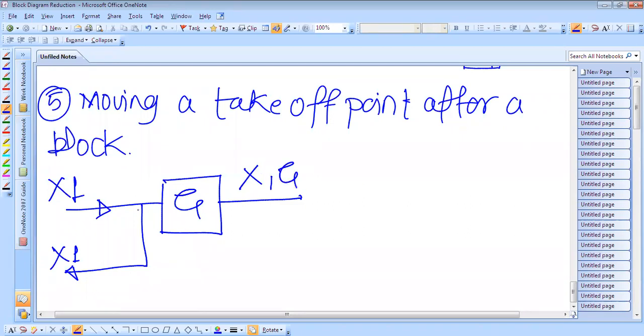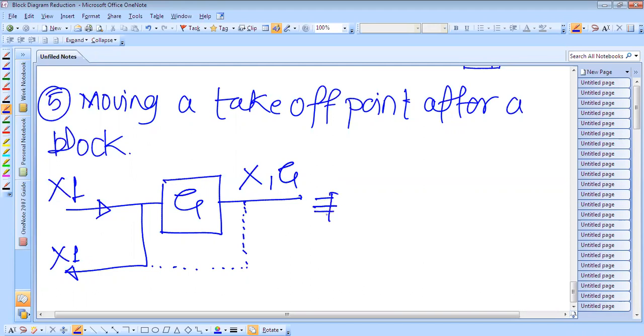So this block diagram is given to you. The input signal is x1 and the output signal also goes this side as x1, and now here what will be, this is x1g. So we have to move a take up point after a block. We have to move the take up point after the block, which means we have to take this point here.